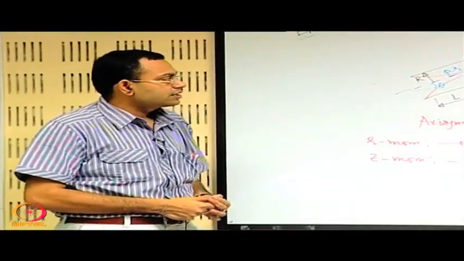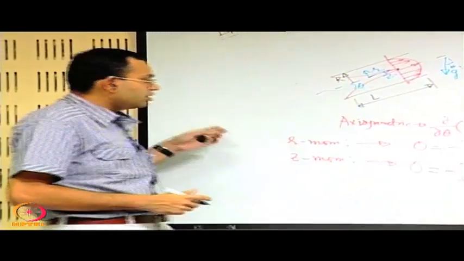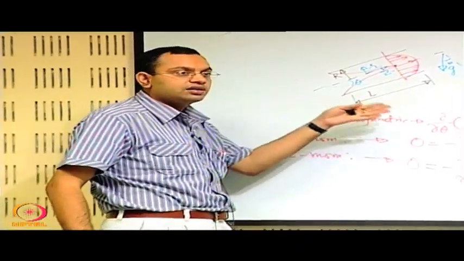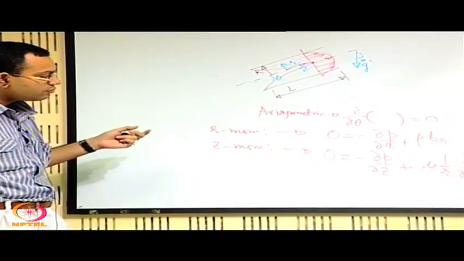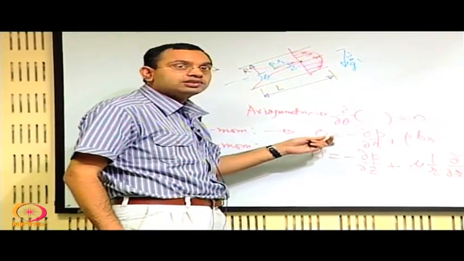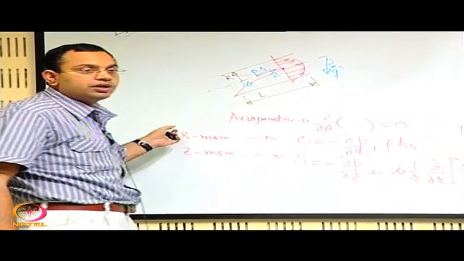Continue with the example of fully developed flow through a circular pipe, and in the last class we arrived at the simplified forms of the governing equations. So let us continue with the governing equations which are written here. First let us consider the R momentum equation.